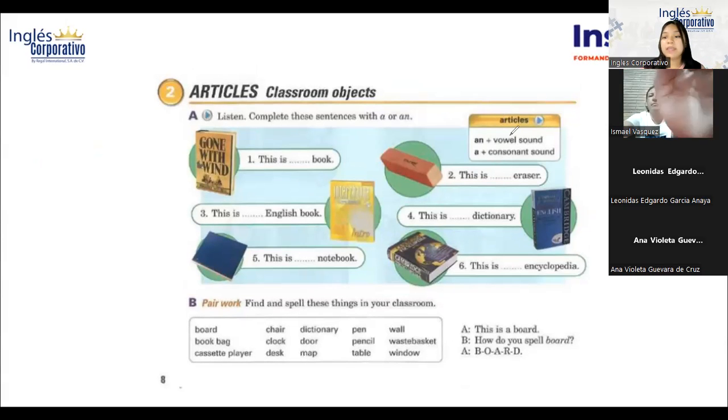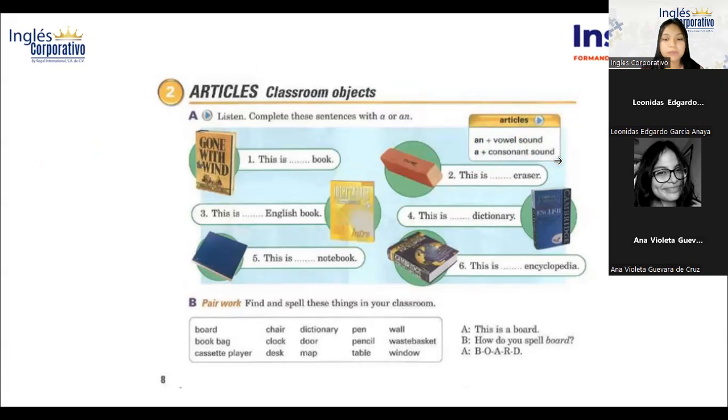And look at this, okay? Fíjense en esto. An plus vowel sound and a plus consonant sound. Who knows the difference, guys? ¿Quién sabe cuándo utilizar an y cuándo utilizar a? When do we use an and when do we use a? Me, teacher. Go, Milena. In an es cuando suena como una vocal la palabra que viene a continuación. In a es cuando suena como una consonante la palabra que viene después del a. Ok, dime ejemplos. Como por ejemplo, an apple. An apple, ok. In a? A book.